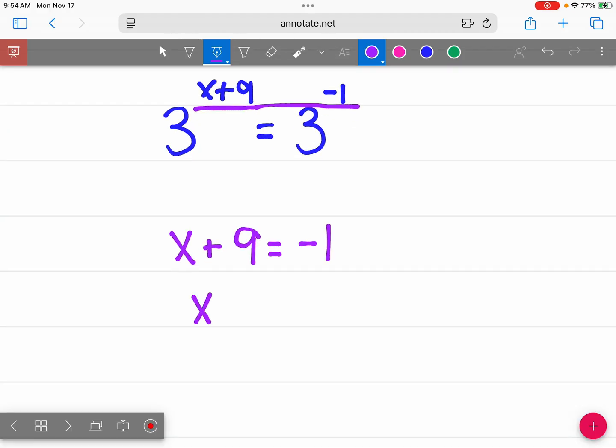So what do we get? What is our solution for x? Minus 10, negative 10. Minus 9 from both sides.